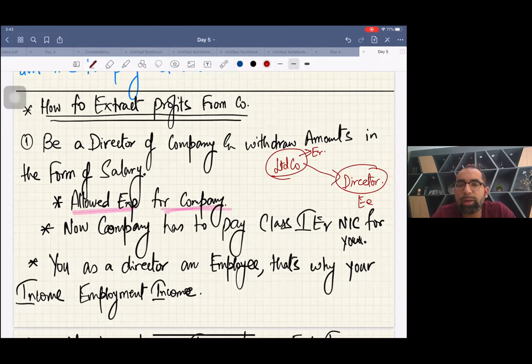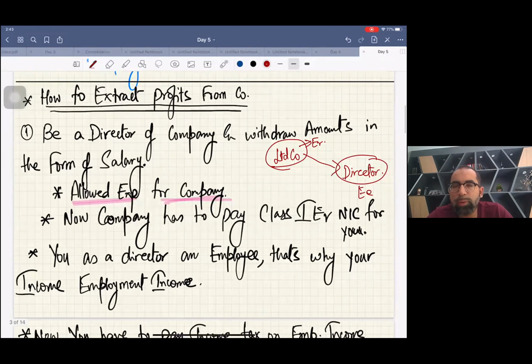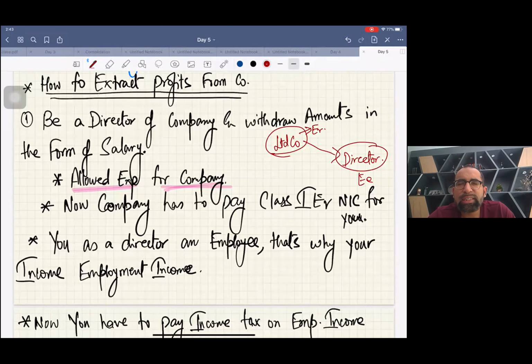And now the company is your employer. We all know that the employer has to pay class 1 employer NIC for all employees. So this is the cost, and this class 1 employer NIC is also an allowed expense for the company. Now come to your side. As the company is the employer and you are the employee, whatever salary you receive as a director from that company will be treated as an employment income.